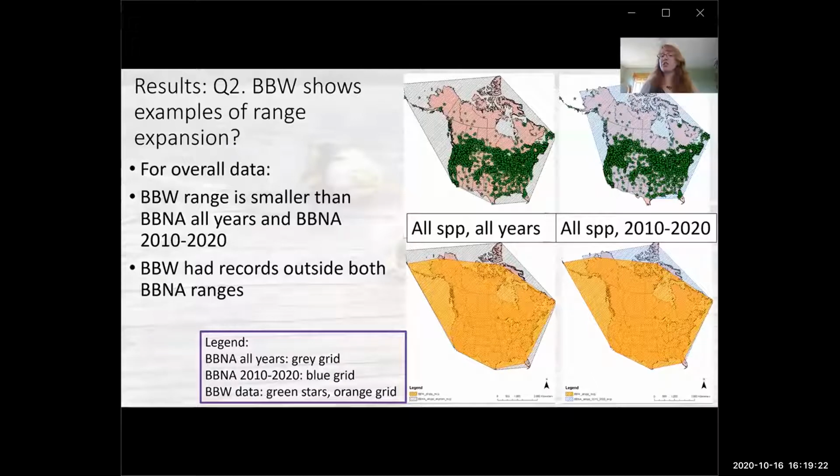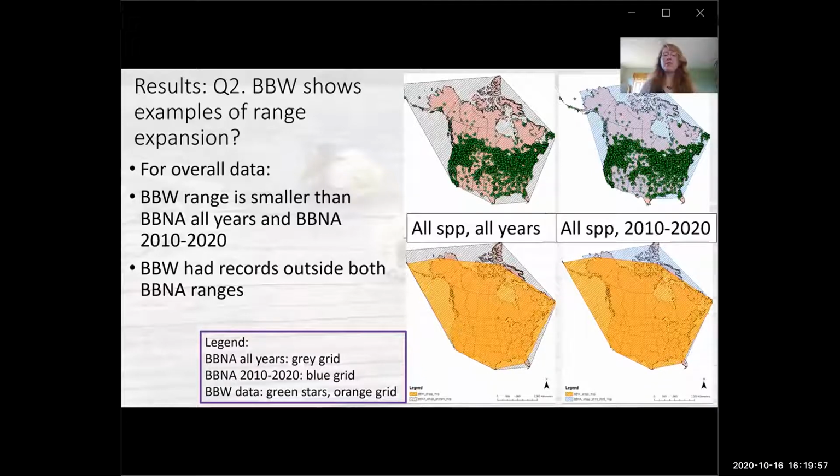The second question looks at range expansion. For this, it's all species combined for all data. At the top is the black grid, which is Bumblebees of North America, all years. The yellow grid is the Bumblebee Watch, it's also orangey. Whereas the blue grid is Bumblebees of North America for the last decade. So again, the top grid is the black grid, Bumblebees of North America. You'll see that it's actually greater in size than the orange grid, and that's also true with the blue grid being greater than the orange grid. So in no case, looking at all species, is the overall range area greater.